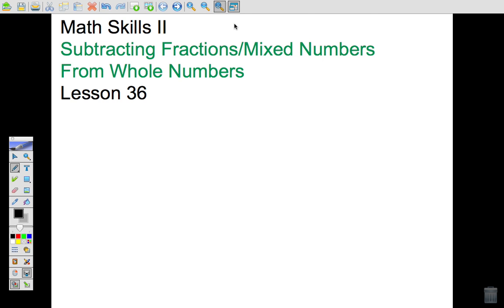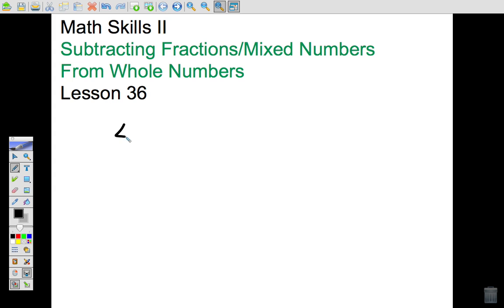Alright, this is lesson 36, and the topic is subtracting fractions and mixed numbers from whole numbers. So I want you to write down the lesson number and also the topic here for your notebooks. Alright, so first of all, let's just talk about what this topic is: subtracting fractions and/or mixed numbers from whole numbers.